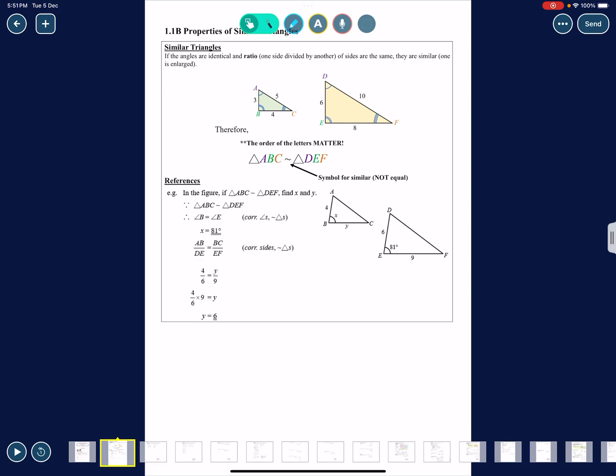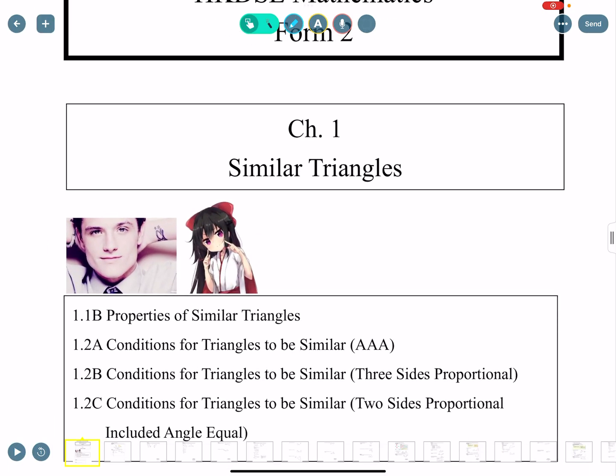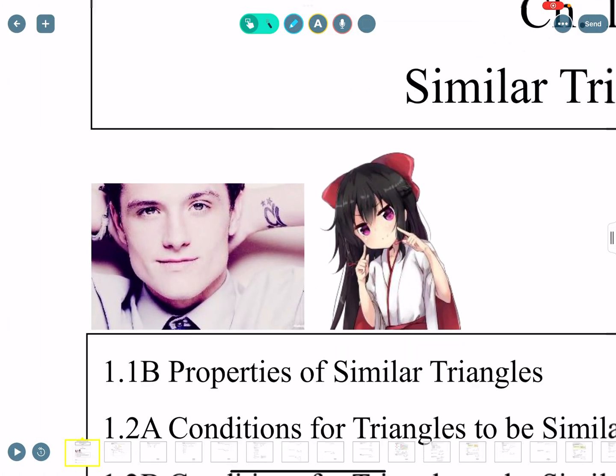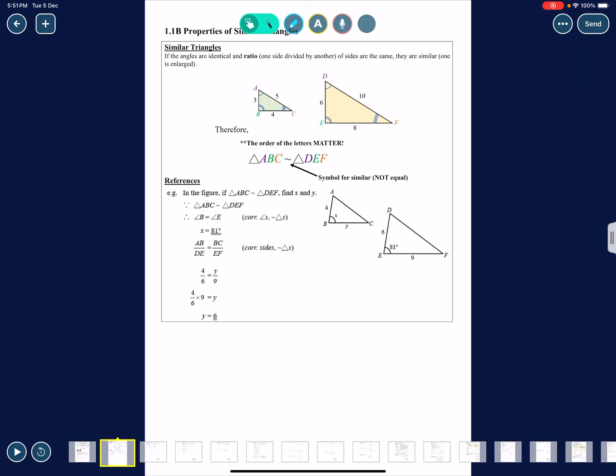Hello, this is a new chapter, similar triangles, with our good friend over there with the music whistle.